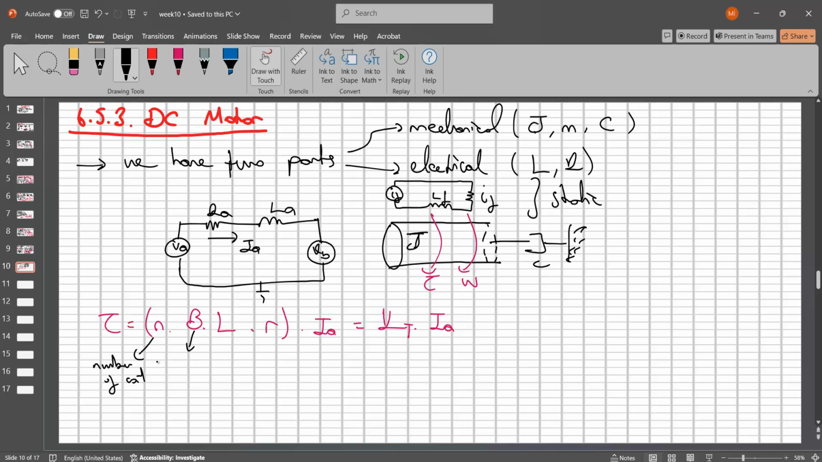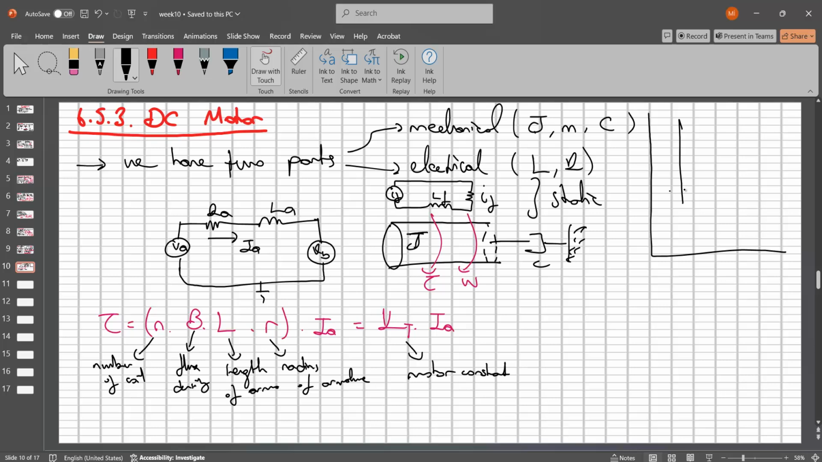What's the B? Just remember the physics lesson. Flux density. What is the L? Length of armature. What is the R? Radius of armature. The test on the DC motor shows that this can be built as a constant. It's the approximation value of the KT. This is called the motor constant. And this motor constant is built with the what?